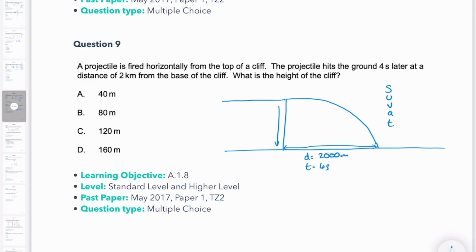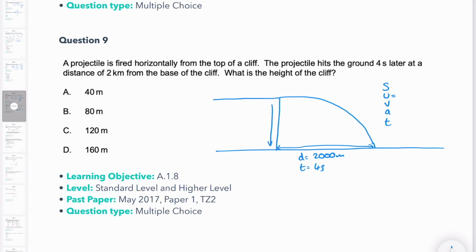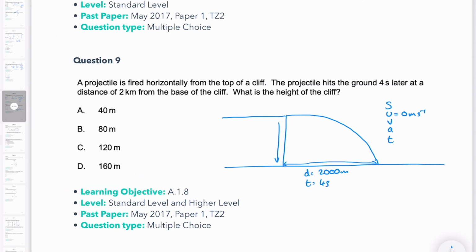We know that the vertical velocity is 0 because it's fired horizontally. Okay, so we can put 0 there. We want to know what the height of the cliff is. If we take downwards as positive, the acceleration is equal to 10 meters per second squared. And we also know that it takes 4 seconds to hit the bottom. So actually we've got everything we need.